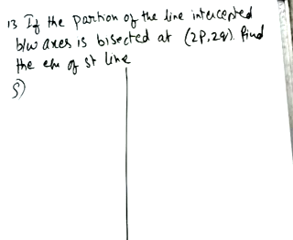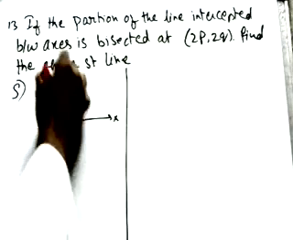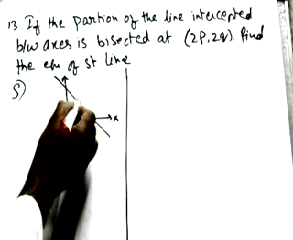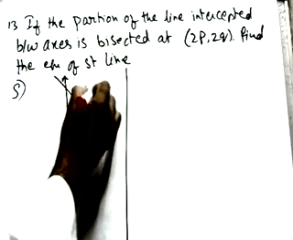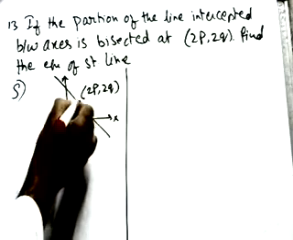Now see the next question. If the portion of the line intercepted between the axes is bisected at 2p comma 2q, find the equation of the straight line. Suppose this is the x-axis, this is the y-axis. Suppose this is the line intercepted between the coordinate axes, bisected at 2p comma 2q.